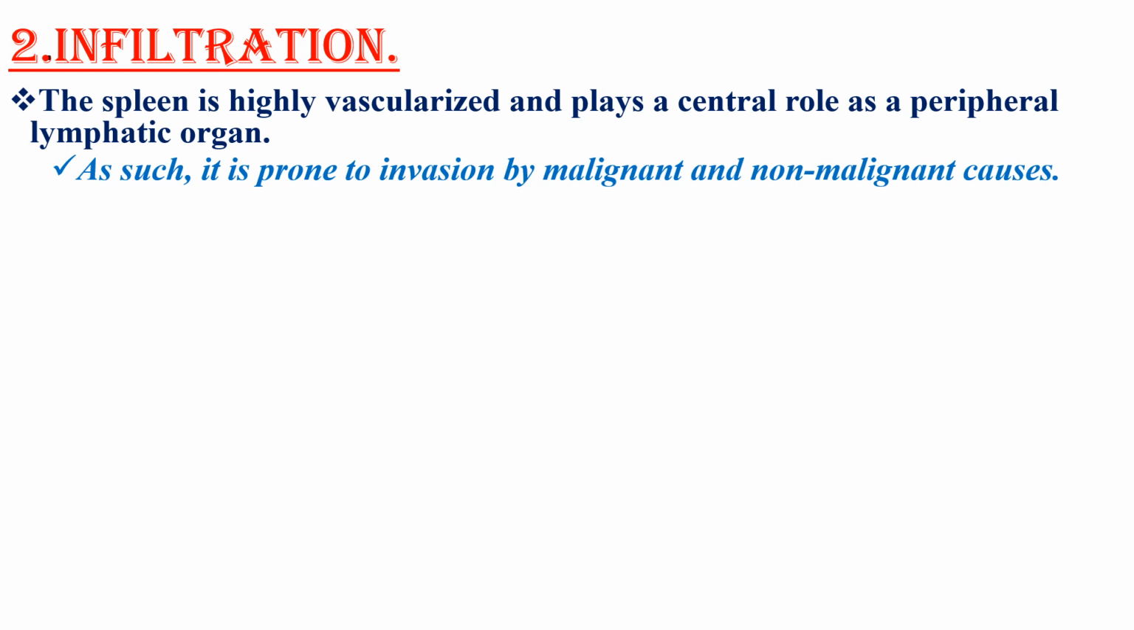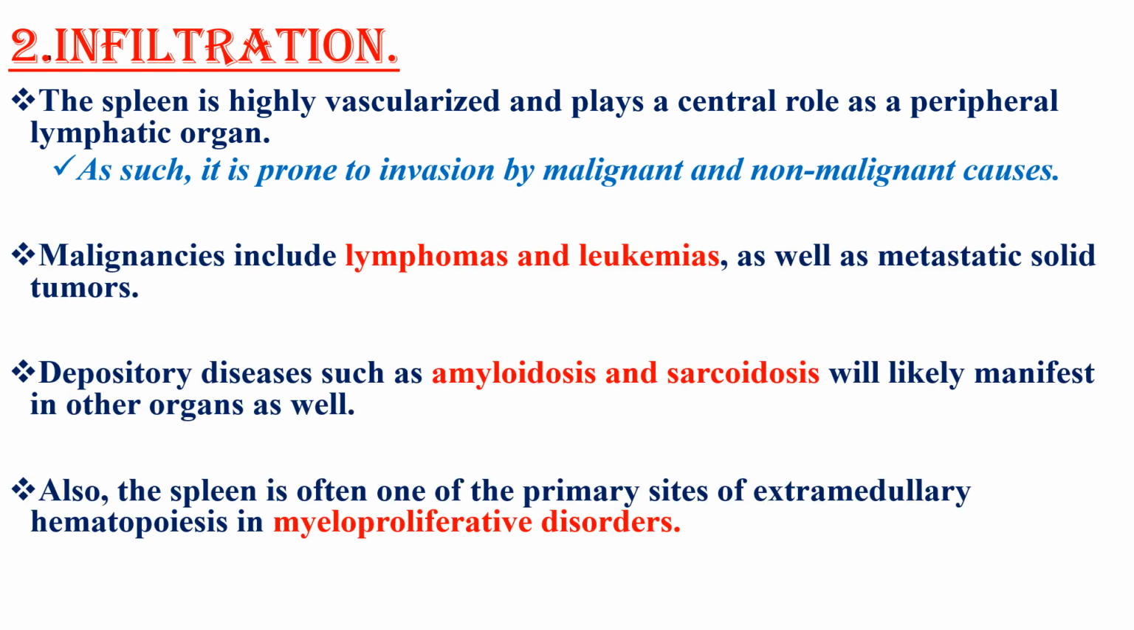The spleen is a highly vascularized organ. It plays a central role as a peripheral lymphatic organ. As such, it is prone to invasion by malignant and non-malignant causes. Malignancies including lymphomas and leukemias, as well as other metastatic solid tumors, can cause splenomegaly. Depository diseases such as amyloidosis and sarcoidosis will likely manifest in other organs in addition to causing splenomegaly. Also, the spleen is often one of the primary sites of extramedullary hematopoiesis in the case of myeloproliferative disorders.